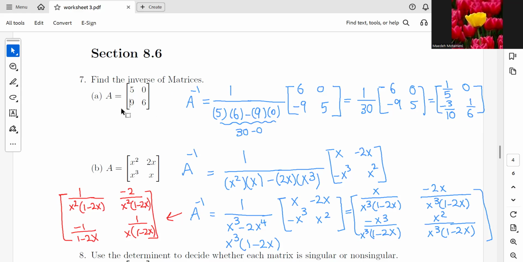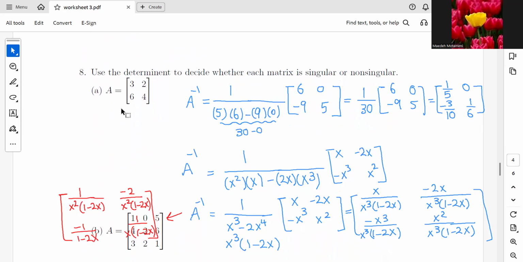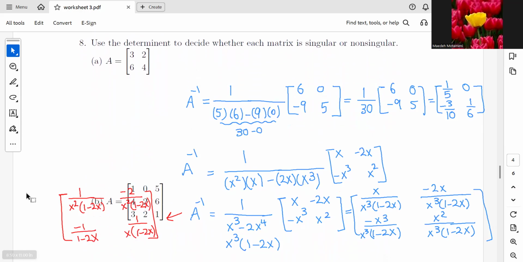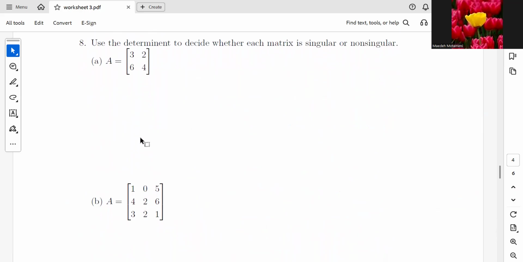Next question is number 8. It says, use the determinant to decide whether each matrix is singular or non-singular. For finding if this is singular or not, it means that if the matrix is singular, the determinant of that matrix would be 0, and for non-singular, the determinant of that matrix is not 0.